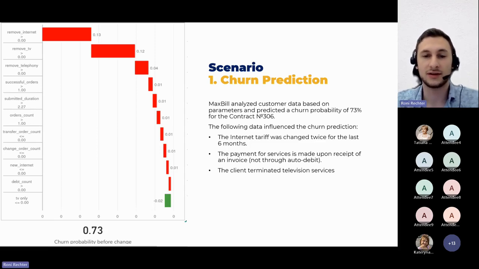We have the data that influence this churn prediction. Let's take a look. The internet tariff was changed twice in the last 6 months, indicating that something is not correct, whether it's too expensive, whether there is something wrong with the quality, or any other possibilities. The payment for services is made upon receipt of an invoice, not through auto debit, meaning he first uses the services, then pays upon receiving an invoice. And the client terminated television services. Again, something is not satisfactory.